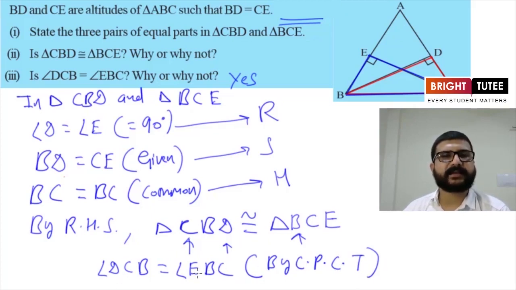So by CPCT these two angles are also equal. Now the answer for the second question is also yes. Yes, these two triangles are congruent and they are congruent by RHS criteria, as we have seen here.